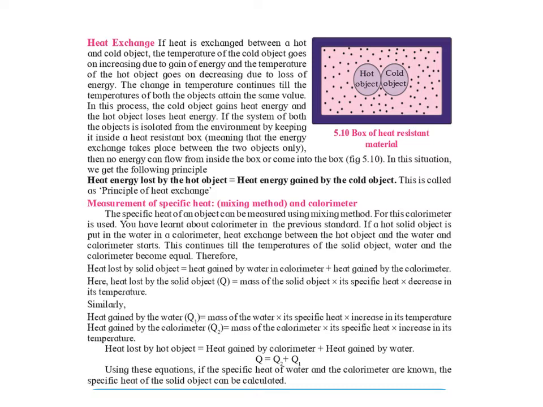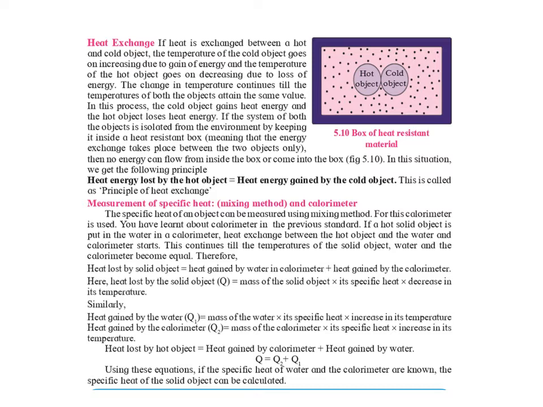If the system of both objects is isolated from the environment by keeping it inside a heat resistant box, meaning that the energy exchange takes place only between the two objects, then no energy can flow from inside the box or come into the box. So from this we get the principle of heat exchange.